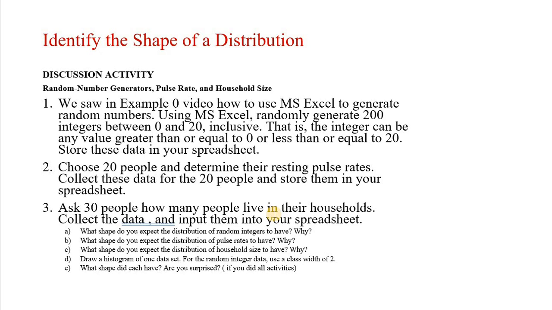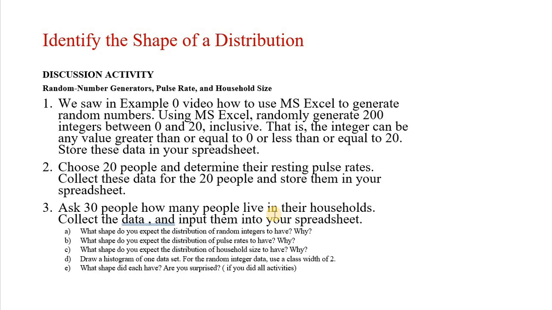Ask 30 people how many people live in their households. You can choose that randomly, your neighbors, your friends, anybody. You can just collect 30 random answers from people. Collect the data and input them into your spreadsheet.